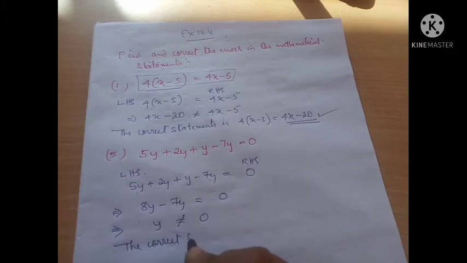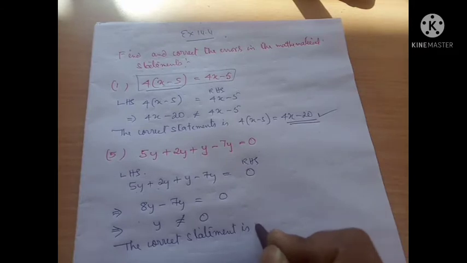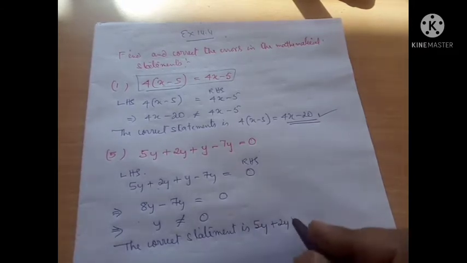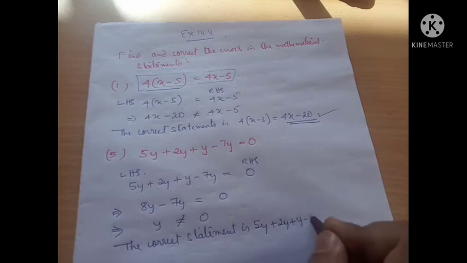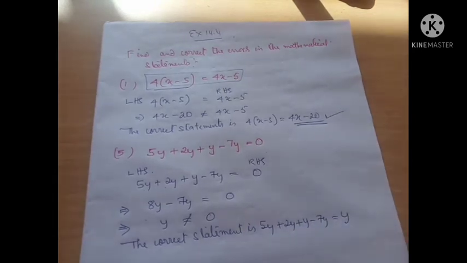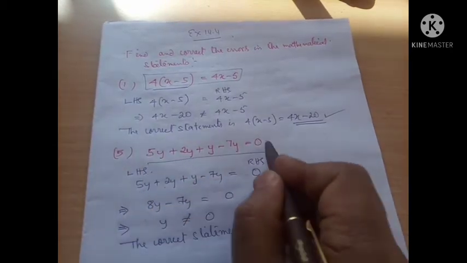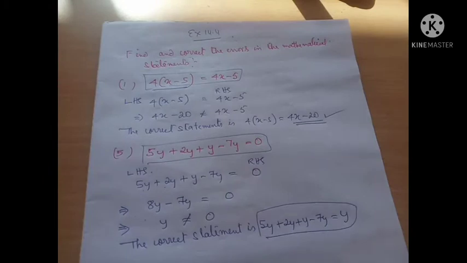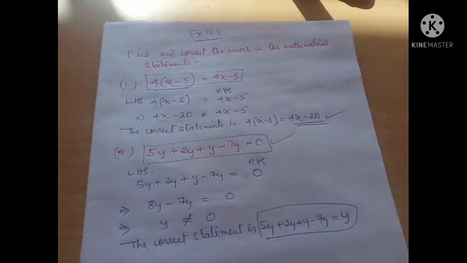So we can correct the statement. The correct statement will become 5y plus 2y plus y minus 7y is equal to y. That means 1y. So this will be the correct statement. This statement has an error, so we are going to correct the statement. Now let's see the next question, that is question number 7.